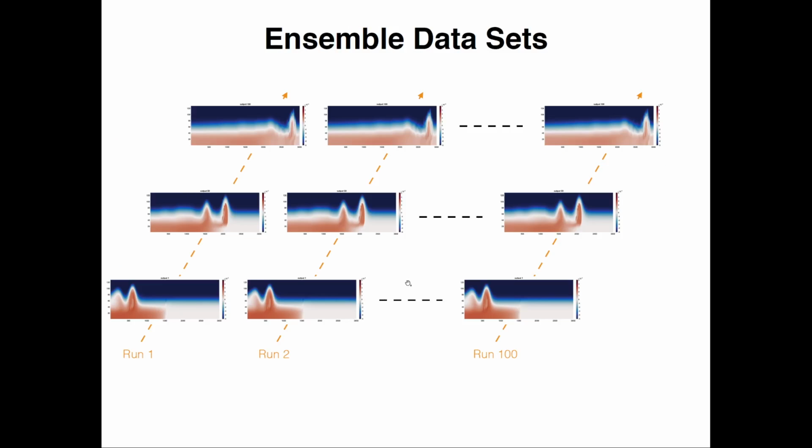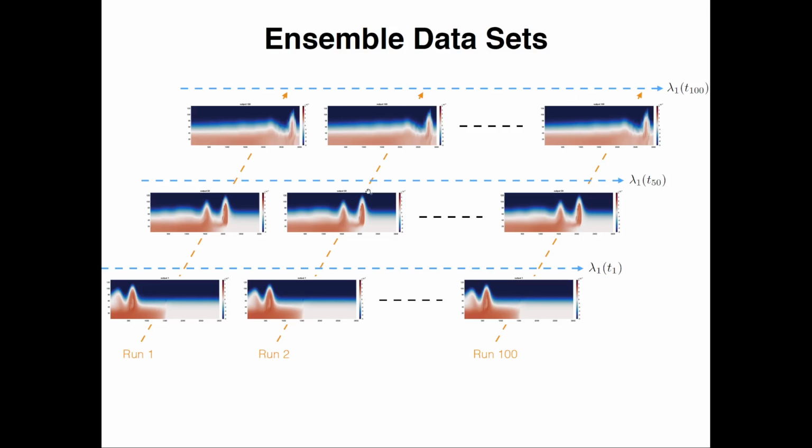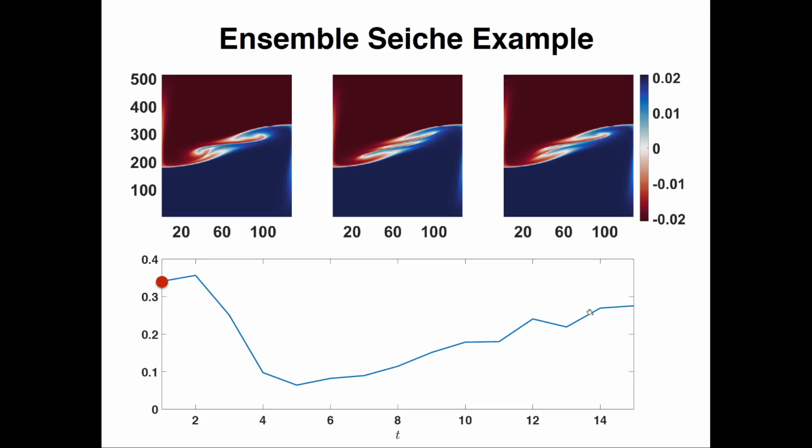All right, so here's our ensemble data sets. We're going to take our first eigenvalue from each time, which gives us our time series. Okay, so that was all to set this up. So here we're going to use a Seiche in a box.